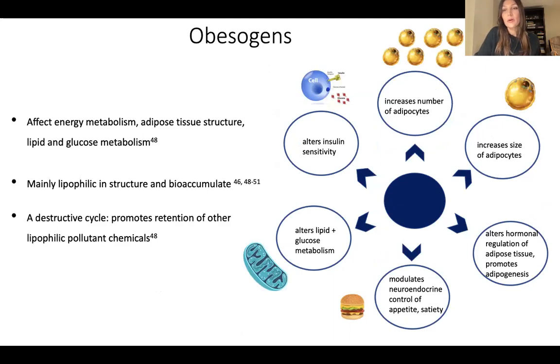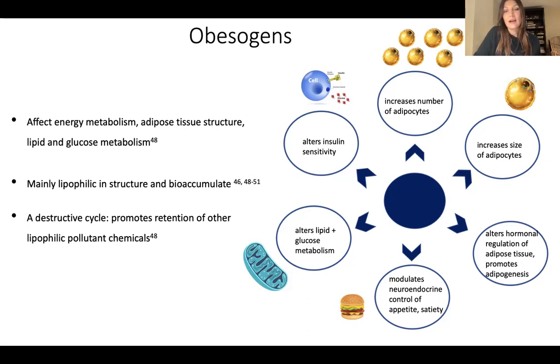So let's talk a little bit about obesogens. These are endocrine disruptors that can actually influence obesity. So they affect energy metabolism, adipose tissue structure, and lipid and glucose metabolism. They're mainly lipophilic in structure and they bioaccumulate. So it's a destructive cycle because it promotes the retention of other lipophilic pollutant chemicals.